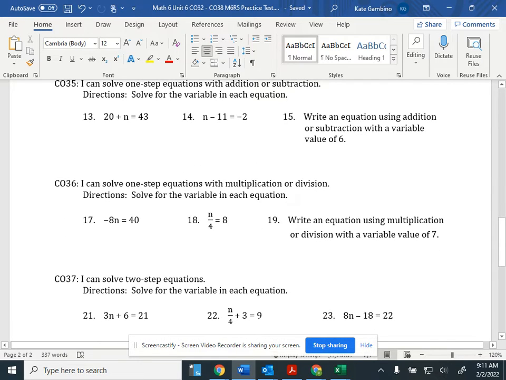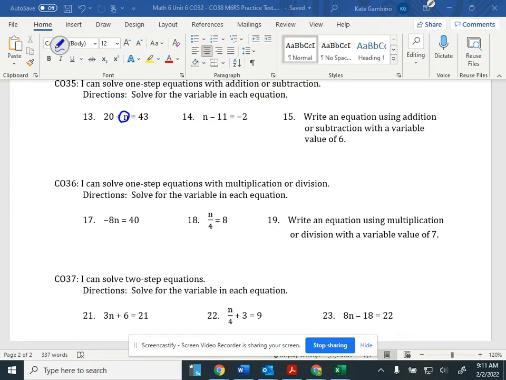CO35. I can solve one-step equations with addition or subtraction. Solve for the variable in each equation. So if I'm solving one-step equations with addition or subtraction, what am I doing when I'm solving that equation, Landon? Help him out, Aiden. We have to get n by itself. Yeah, we want to get that variable alone.